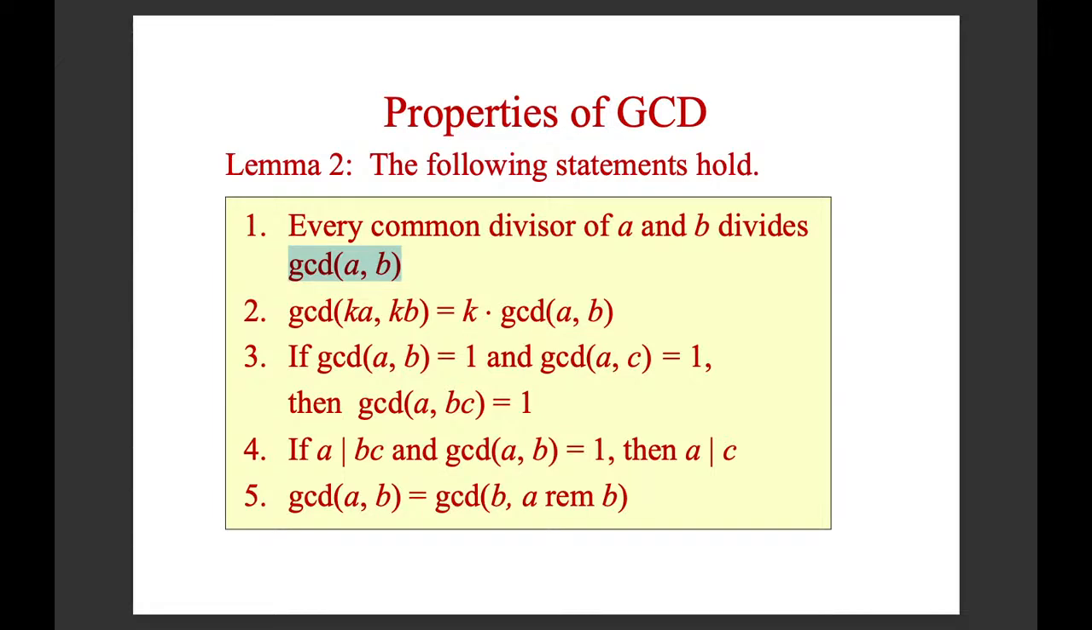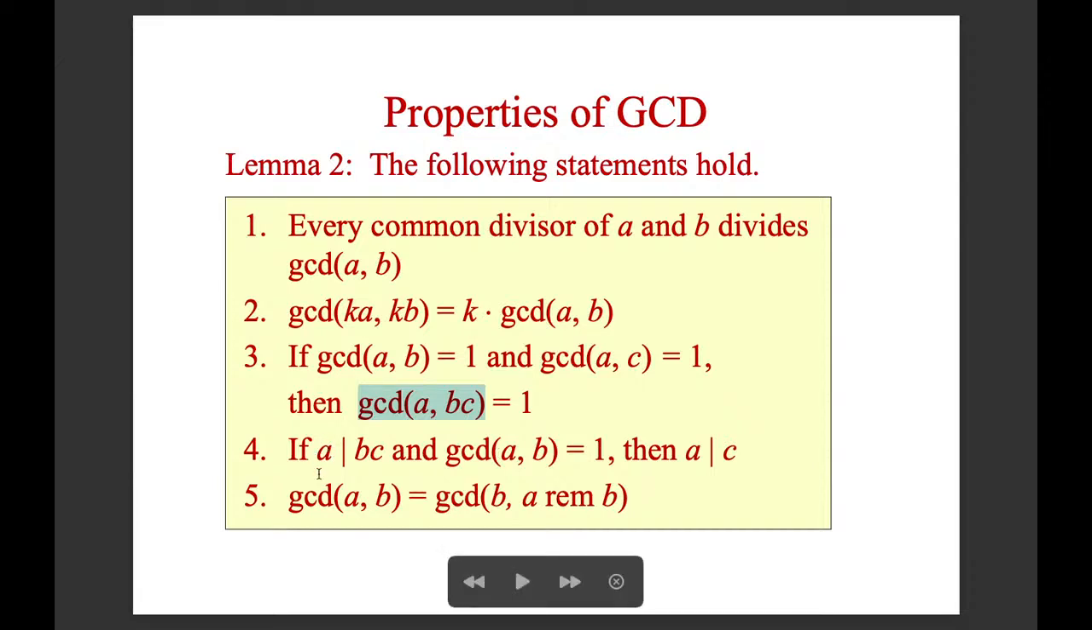And then GCD of ka, kb, you can take this k outside and it is equal to k times GCD of a and b. And then if a and b do not have any common divisor, so GCD of a and b is equal to 1, and a and c do not have any common divisor, so GCD of a and c is equal to 1, then even if we multiply b and c together, we get the number bc, a and bc do not have any common divisor other than 1. So GCD of a and bc is equal to 1.